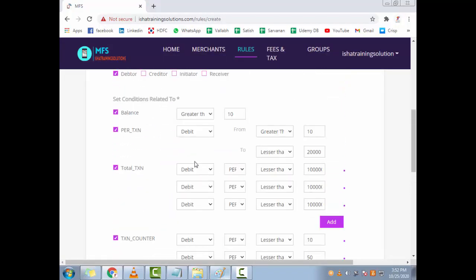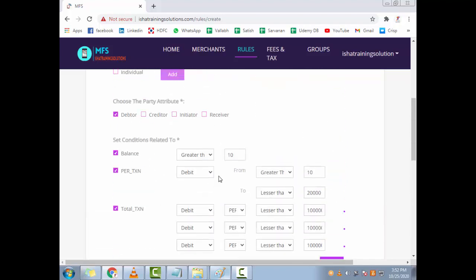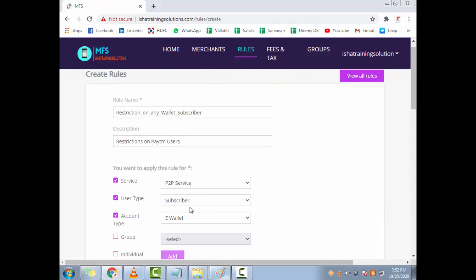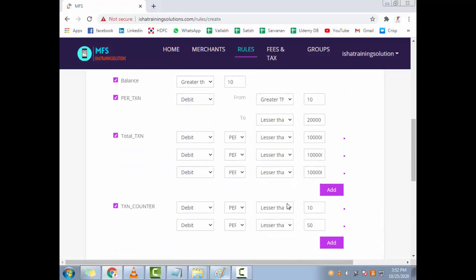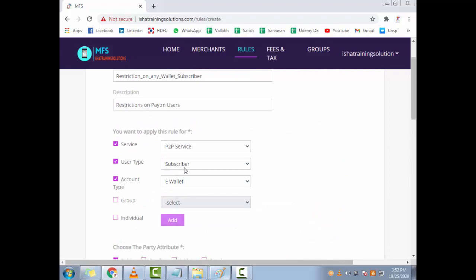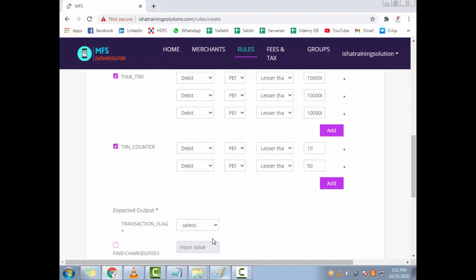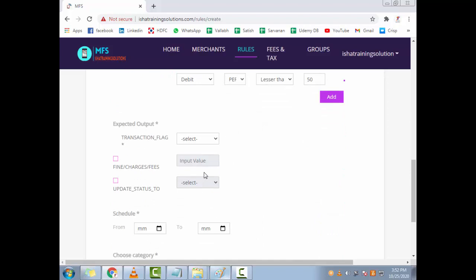Now, suppose if I say go ahead and create the rule, such a rule will be created, and Kumar, since he is a subscriber, all these rules will be applied to Kumar. Not only Kumar, all the subscribers, Mark, Emily, Stacy, Praveen, Prashant, everybody who is a subscriber, these rules will be employed on them.